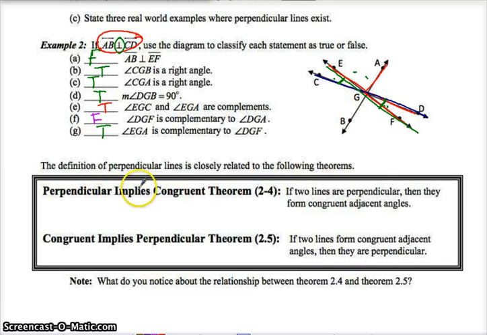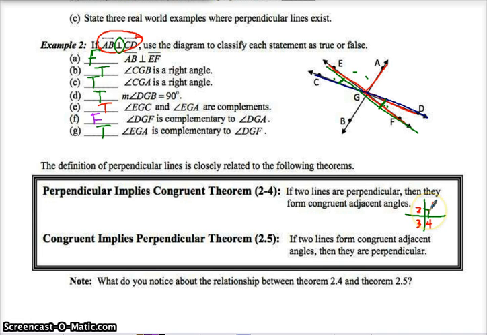It says perpendicular implies congruent theorem. That's the name we gave it, not the name from the book, but it's theorem 2.4 in the book. It says if two lines are perpendicular, then they form congruent adjacent angles. Okay, if two lines are perpendicular, we would have angle 1, 2, 3, and 4. They form congruent adjacent angles. Yes, that's true. The definition says that if two lines are perpendicular to each other, they form a 90-degree angle.